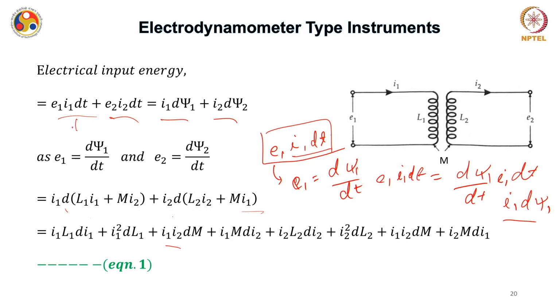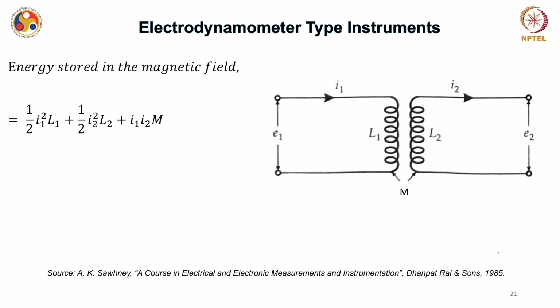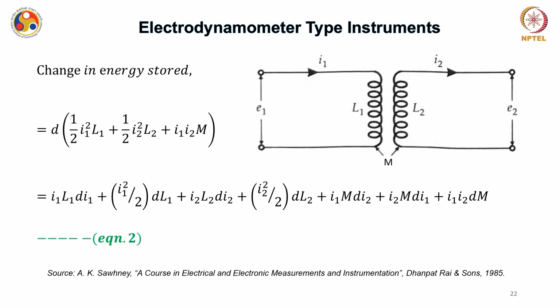I am calling this equation number 1. So, electrical input energy is equal to this particular term. Now, the energy stored in the magnetic field of these two coils can be given as half L1 I1 square plus half L2 I2 square plus the multiplication of the two currents into the mutual inductance. So, it is half I1 square L1 plus half I2 square L2 plus I1 I2 into M, where M is the mutual inductance.